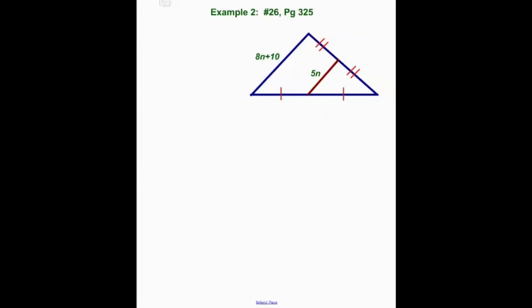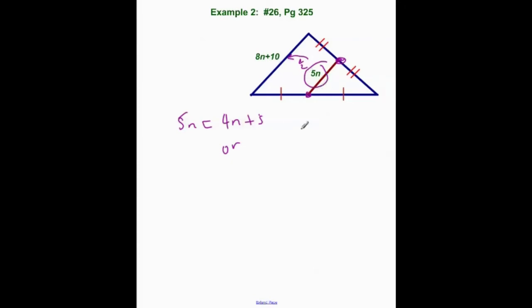What we have here is we know this is a midsegment because we have a midpoint right here, because these are equal. We have a midpoint right here, and we have a segment joining them. That's a midsegment. Using our theorem, we understand that this right here is exactly half of this length right here. So there's a couple of ways we can do this. We do 5n is equal to half of this. 5n is equal to half of that, which is 4n plus 5. Or we can double this, because that's half.